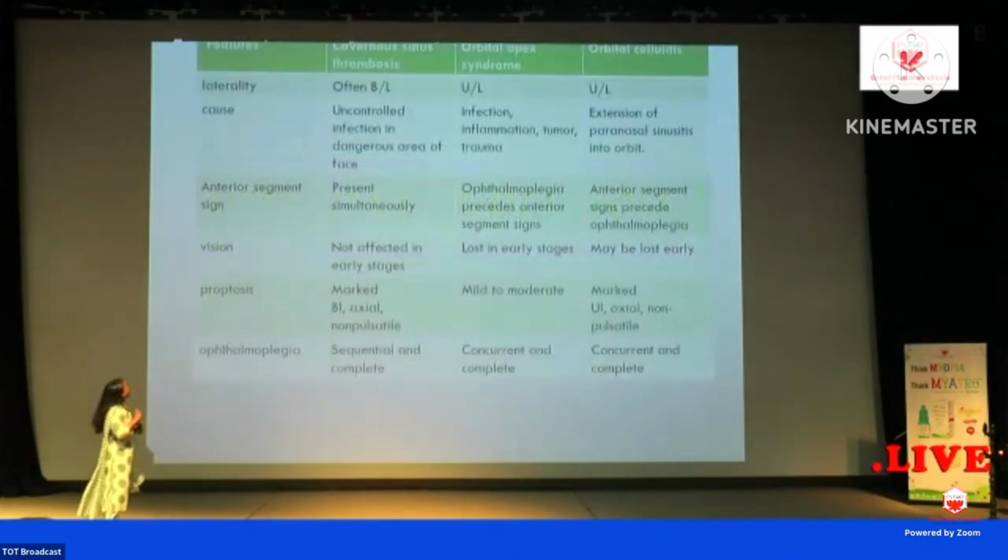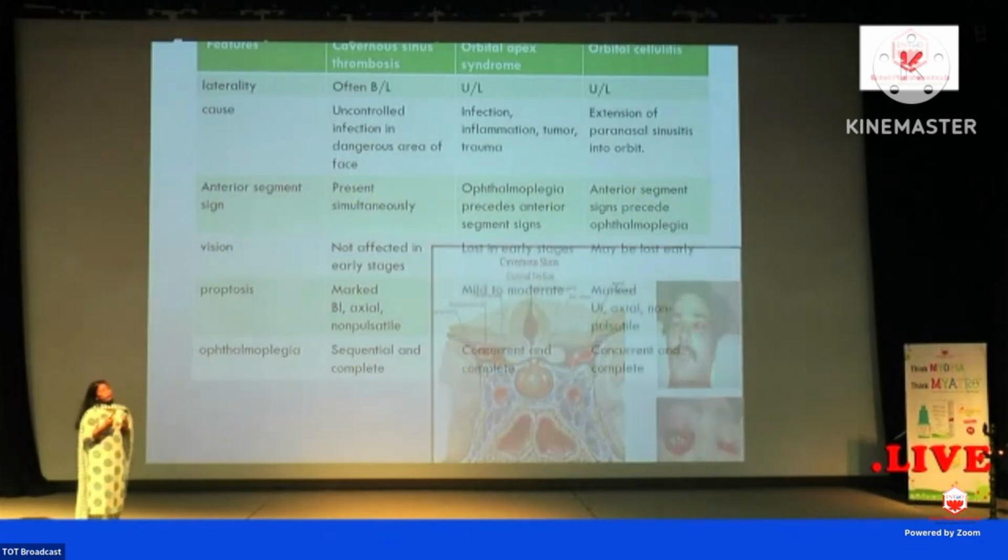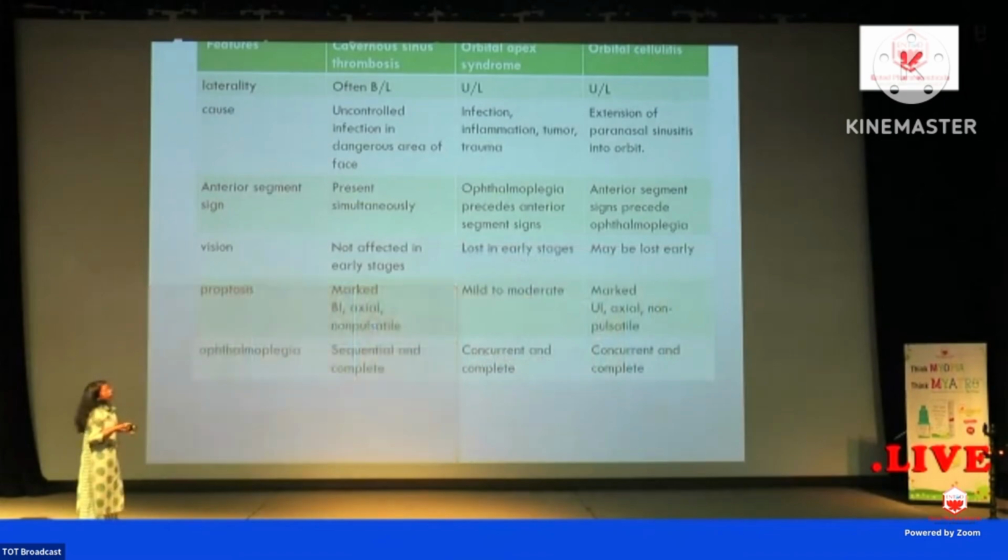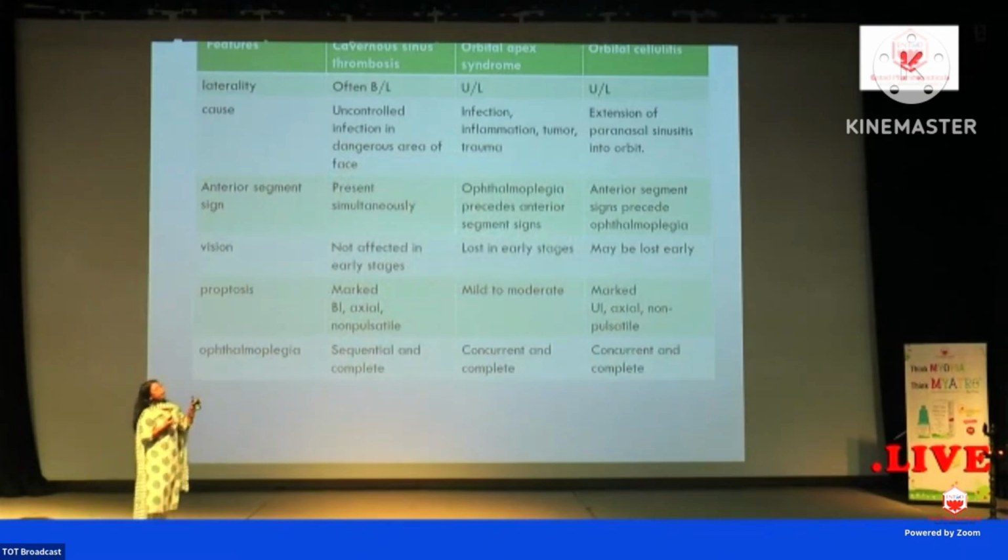So the two most important differential diagnoses are cavernous sinus thrombosis and orbital cellulitis. In cavernous sinus thrombosis, what happens? The anterior segment signs are present more simultaneously, and the vision is not affected early, and the ophthalmoplegia is sequential. But in orbital apex syndrome and orbital cellulitis, mostly they are unilateral, and the differentiating factor is the visual loss is early in orbital apex syndrome and late in cellulitis.